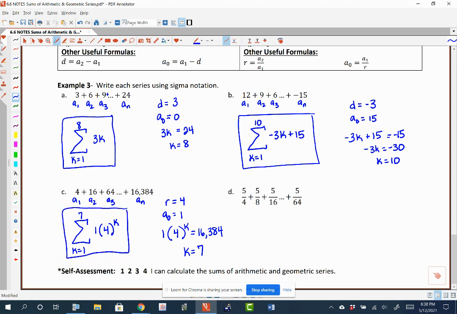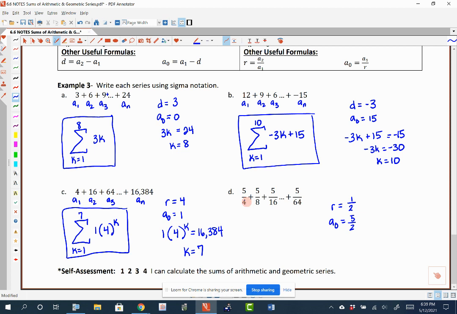Okay, last one, we've got some fractions. And I'm noticing my numerators are staying the same. It's my denominators that are changing. They're getting bigger, and it looks like we're just multiplying by 2. So I'm feeling pretty confident my ratio this time needs to be 1/2. So to find my a sub 0, my intercept, I have to work backwards, and I have to take 5 over 4 and divide it by 1/2, which is going to end up giving me 5 over 2.